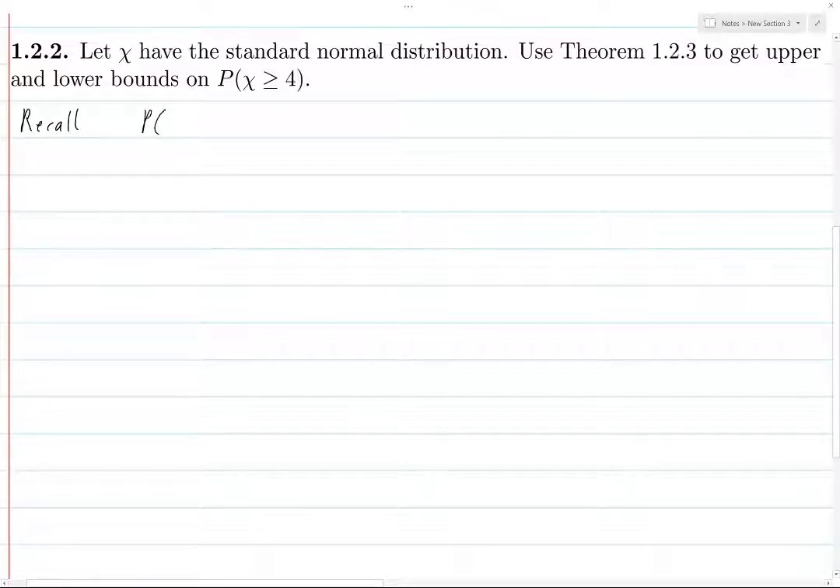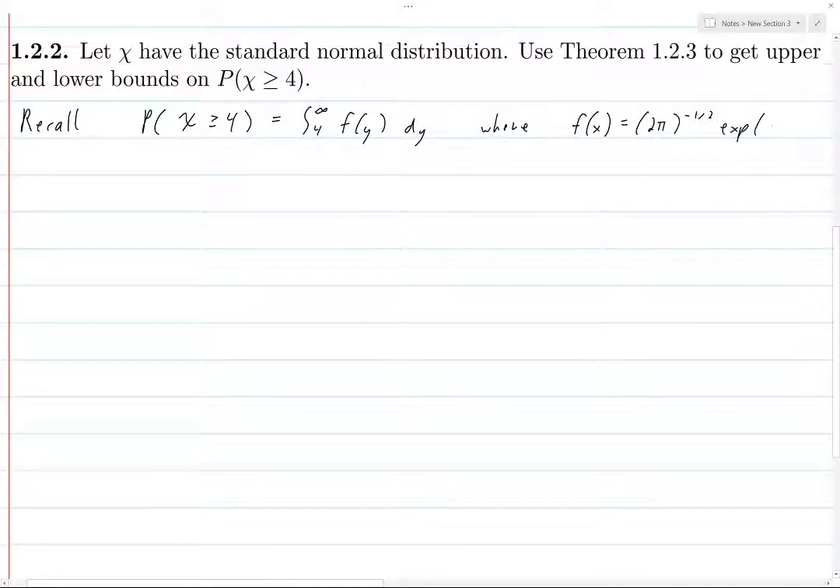So recall that the probability that chi is greater than or equal to 4 is given by the integral from 4 to infinity of f of y dy, where f of x equals the density function for the standard normal distribution, which is given by 2 pi to the minus 1/2 times the exponential of minus x squared over 2. Okay.